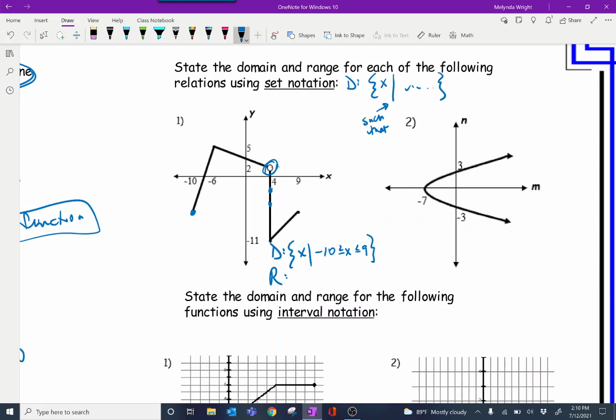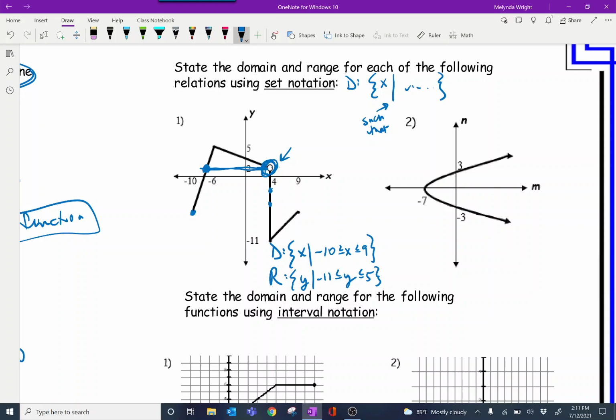Our range, let's see, our lowest y value is -11, all y such that -11 ≤ y. Let's see what happens. Again, we have this strange little hole here, but if you look right here, this y value, whatever that is, looks like a 2, exists. So the hole, as far as the range, doesn't matter because we do have an actual y value at 2. It doesn't happen to be at this location, but it's over here, so it still counts. So we're basically going up to 5.